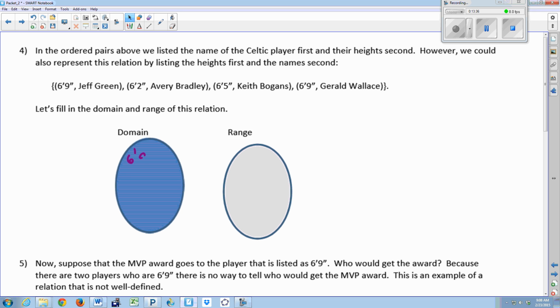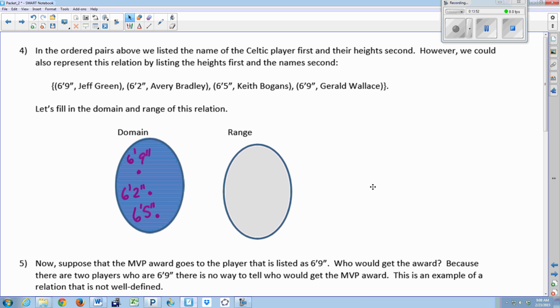6'9" would be one value, and I'd put a little dot. What else? 6'2". I'd put another dot. Yep. Well, we don't do 6'9" twice, right? Because we only include it once.